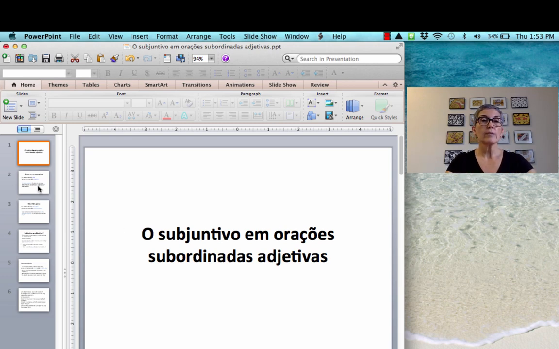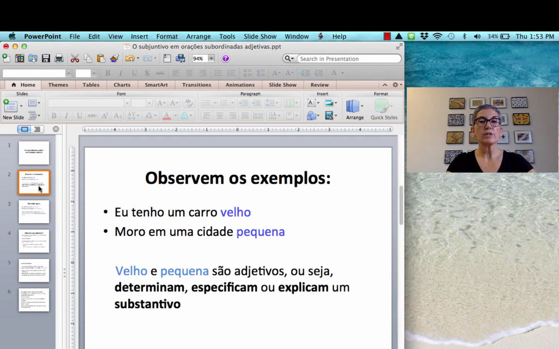So let's review what an adjective clause is. Take a look at this example here. Eu tenho um carro velho, ok? So I have an old car. Moro em uma cidade pequena. I live in a small town.